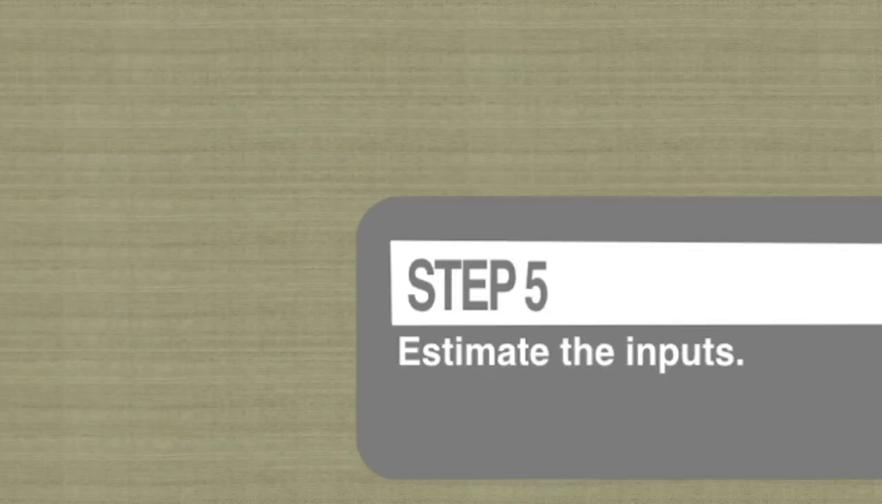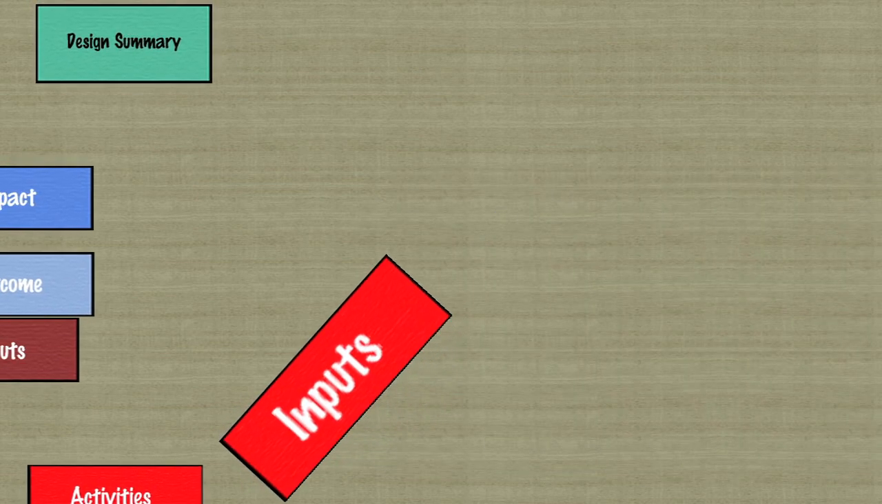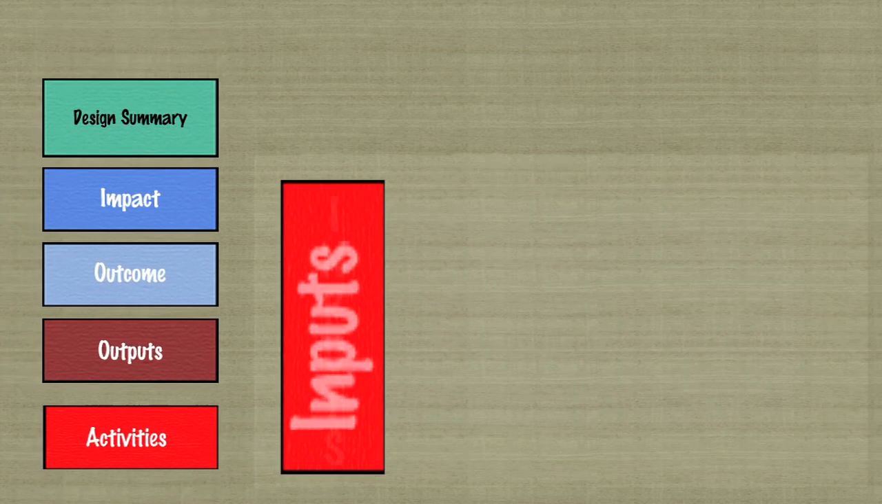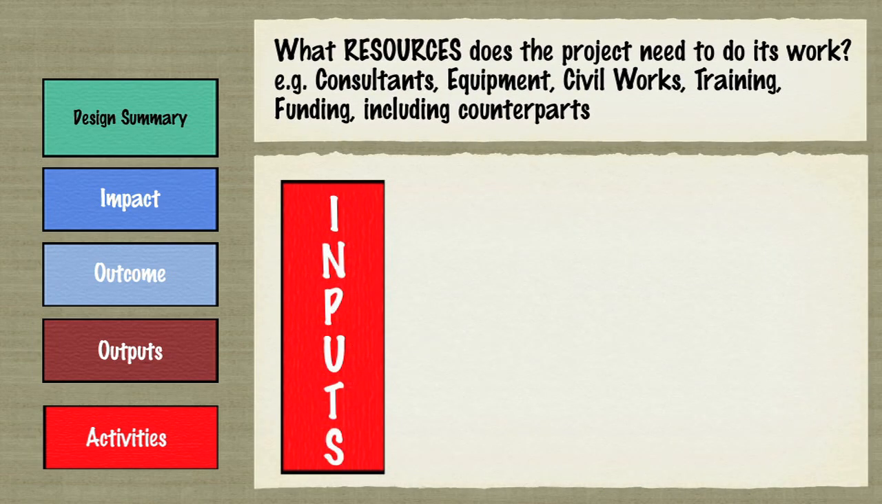Step 5. Estimate the inputs. Inputs consist of the resources needed by the activities to produce the outputs: consulting services, personnel, civil works, equipment, materials, and operational funds, which are provided by ADB, government, co-financiers, and others, are all examples of inputs. Inputs to be listed should include as a minimum the following: inputs by financier and main cost categories in financial and/or physical terms, in-kind contributions from other stakeholders.